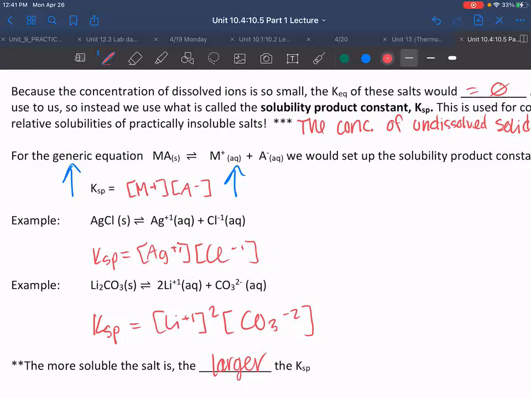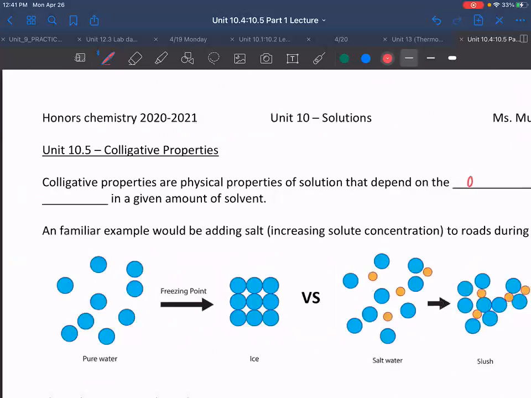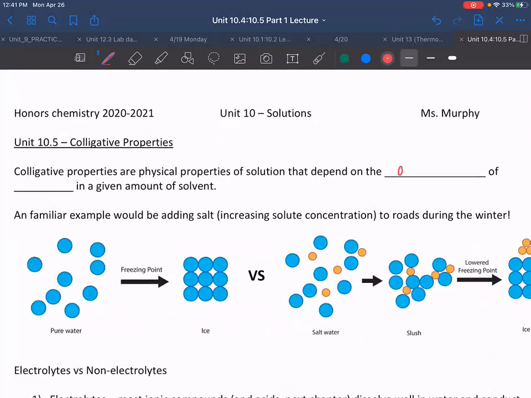All right. So we are not going to finish 10.5. We'll finish that on Wednesday, but we are going to begin talking about colligative properties.